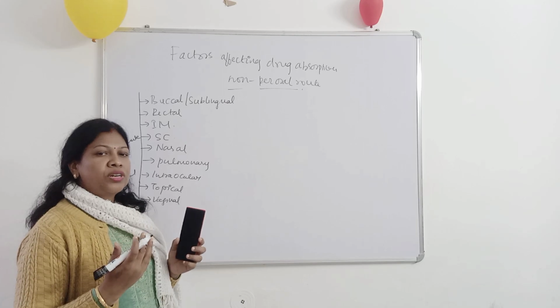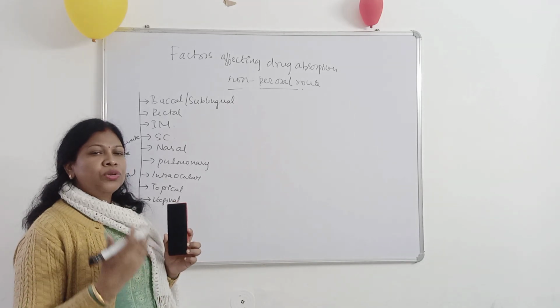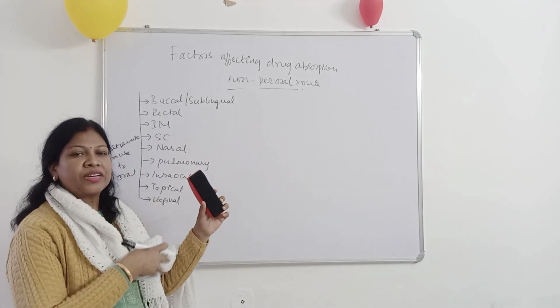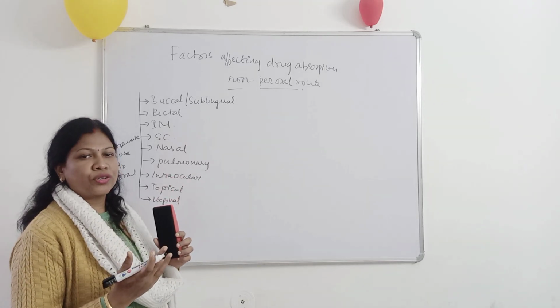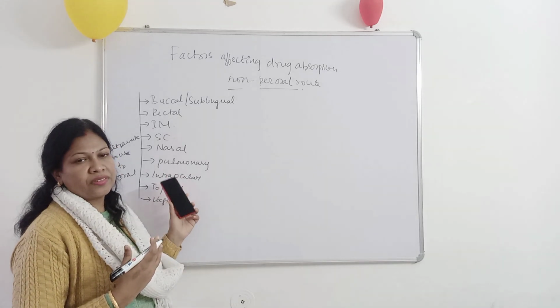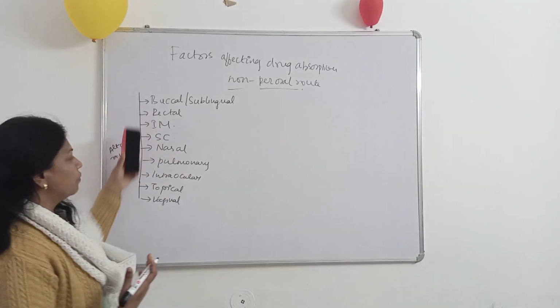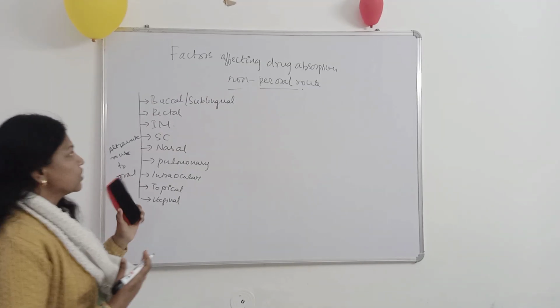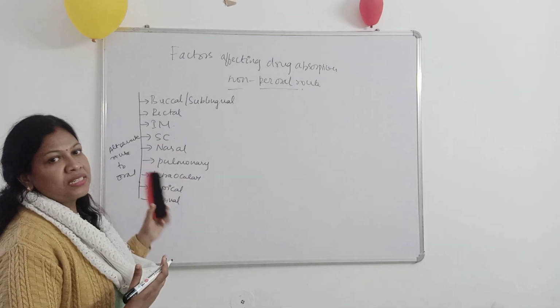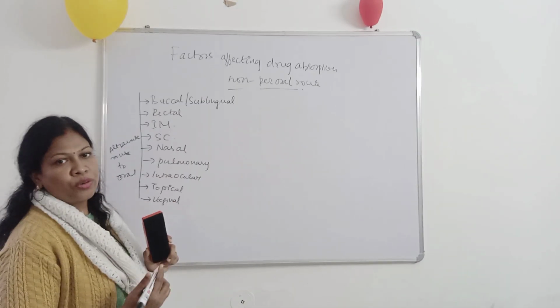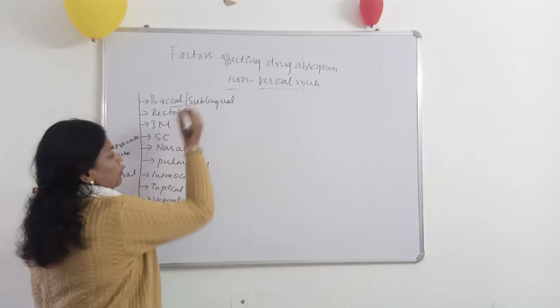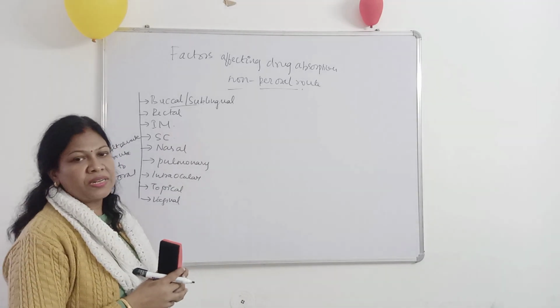So to increase the bioavailability, if we cannot increase it orally, then we can go for the alternate route of drug administration, that is non-peroral route of administration. Now we have to discuss all the factors which are going to affect the drug absorption through this non-peroral route. Let's see one by one. First is buccal or sublingual route.